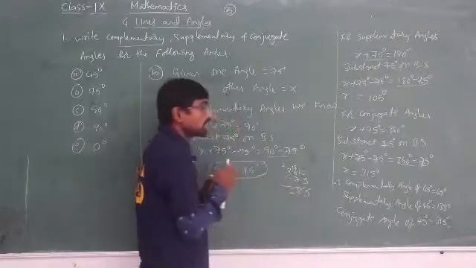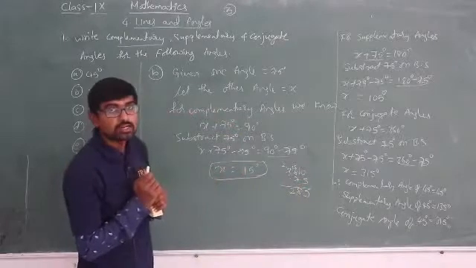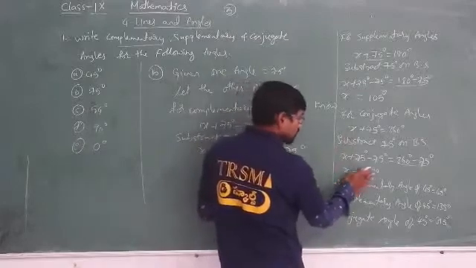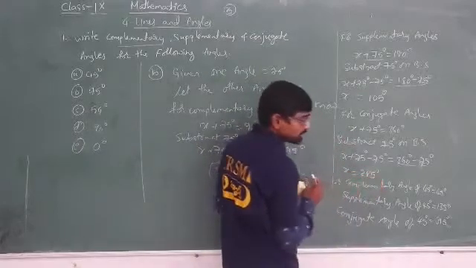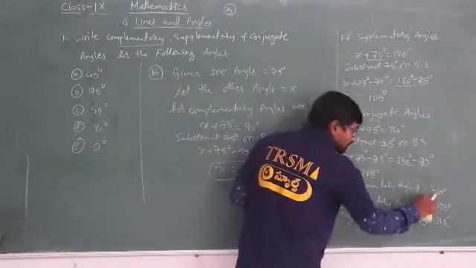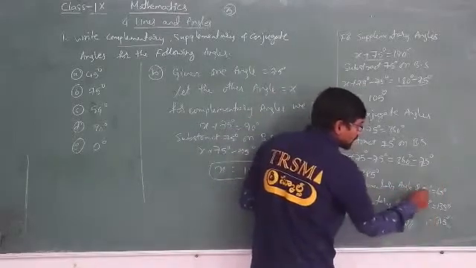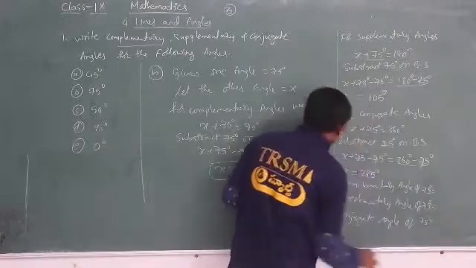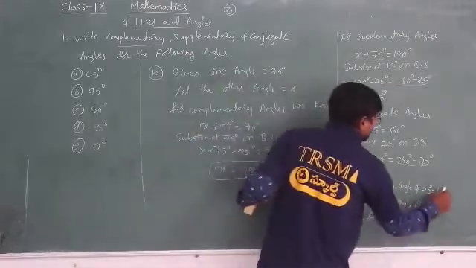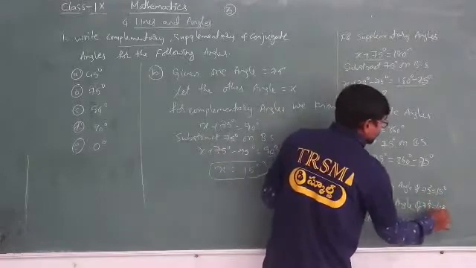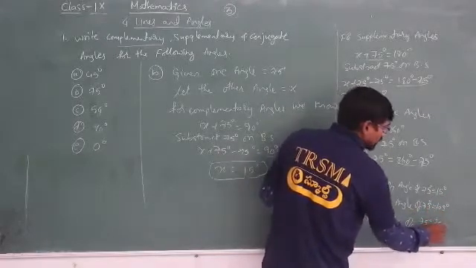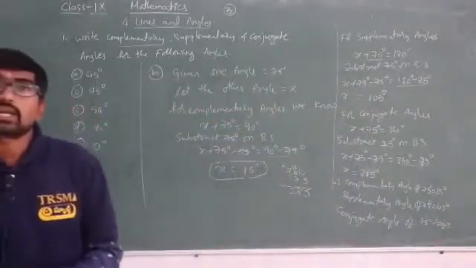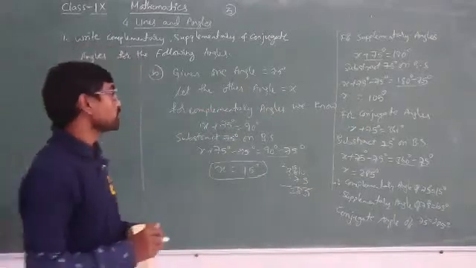Now here it is 285 degree. Therefore, the complementary angle, supplementary angle and conjugate angle of 75 are: first one we have got 15, second one we have got 105, and third one we have got 285. Okay, so like this we will be finding the complementary, supplementary and conjugate angles of the given questions. So this is how you will find.